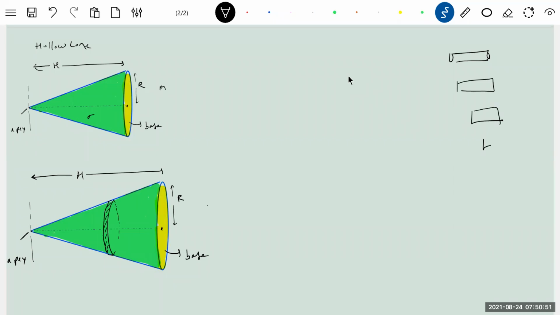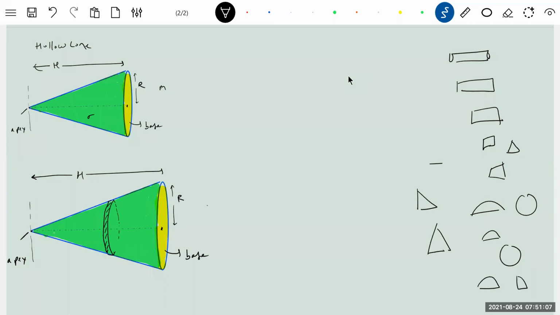Rectangular plate, square plate, rhombus, trapezoidal plate, then hemicircular plate, circular disc, quarter circular disc, ring, semicircular ring, quarter circular ring, triangular plate. Different types of triangular plates are there. Then solid cone, hollow cone, hemisphere, hemispherical shell. All these objects, then one wire, one thread.